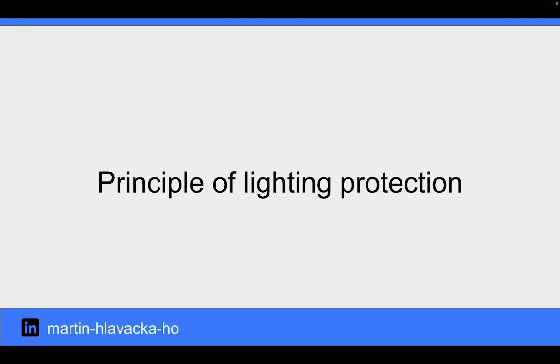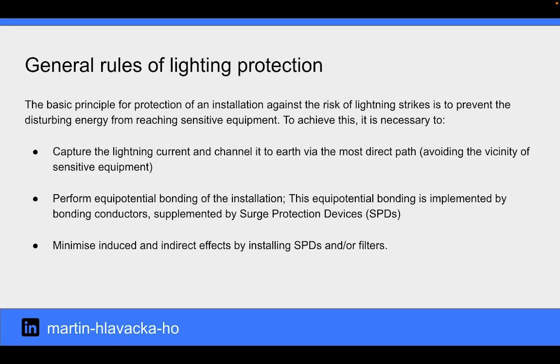Now is the time to discover how to protect a building itself and the electrical installations of buildings from overvoltages caused by lightning. The basic principle for protecting an installation against the risk of lightning strikes is to prevent disturbing energy from reaching sensitive equipment. To achieve this, it is necessary to capture the lightning current and channel it to the earth through the most direct path, make equipotential bonding, and minimize the induced and indirect effects by installing SPDs.